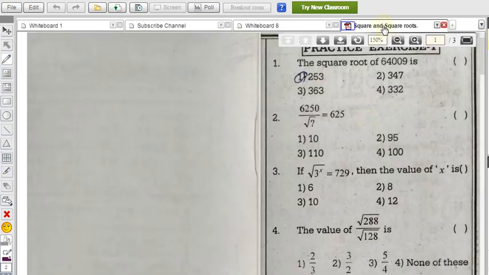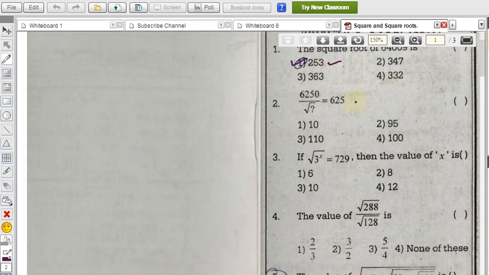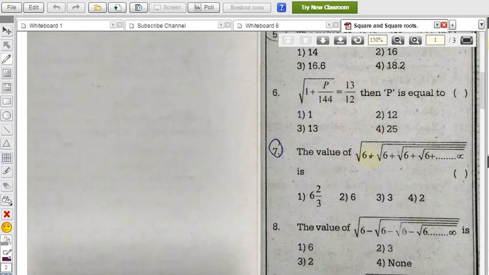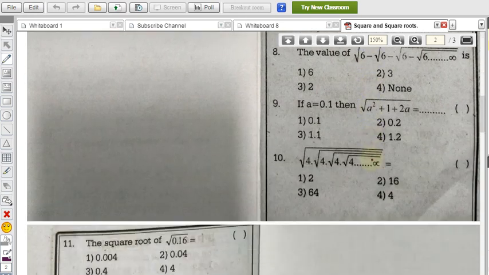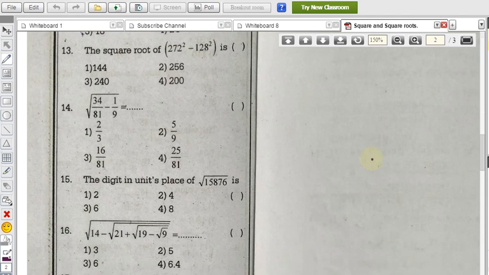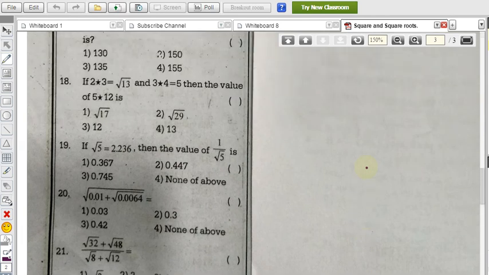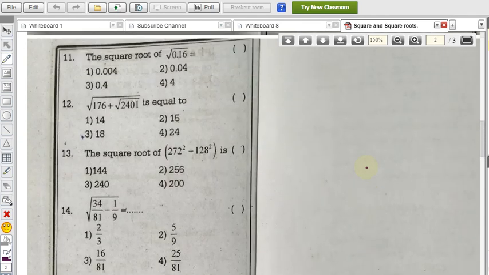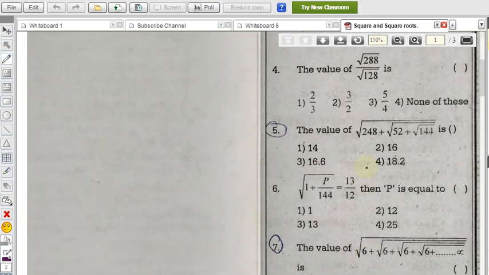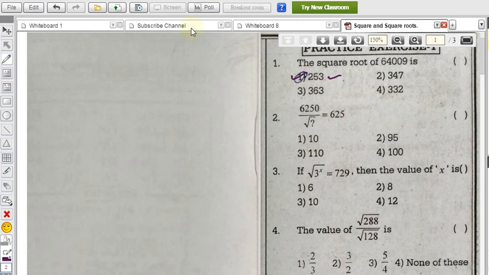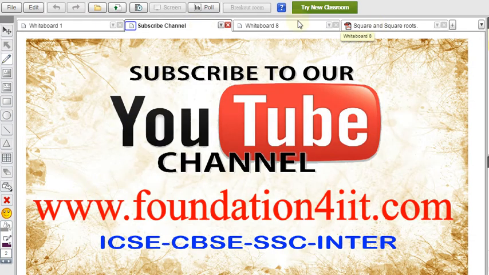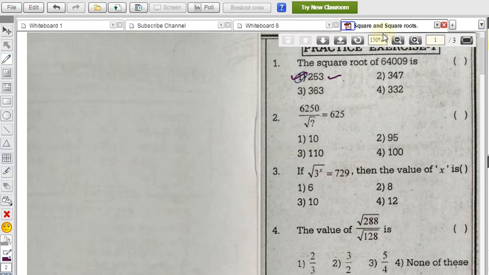Now let us see this example, some worksheet. This is only the first question, which I just explained: the square root of 64009 is 253. I'll explain these important questions related to square and square root. We'll continue these problems, approximately around 21 sums. Still there are some more exercises. First exercise I'll explain, then the second exercise you can try. You can download all these worksheets or exercise papers on the website which I showed here, and practice them.